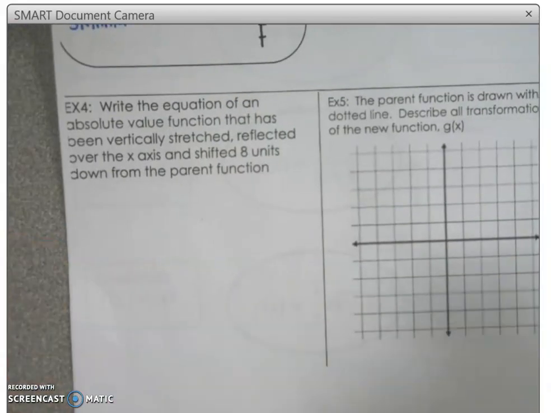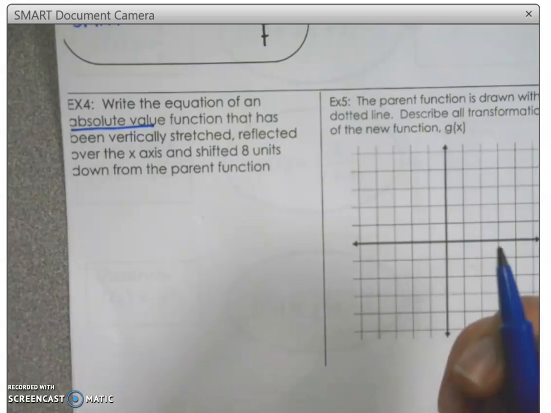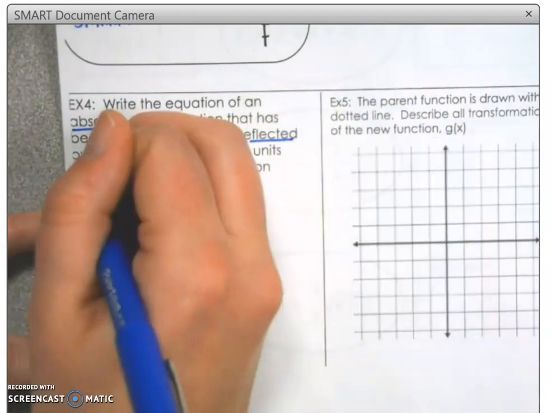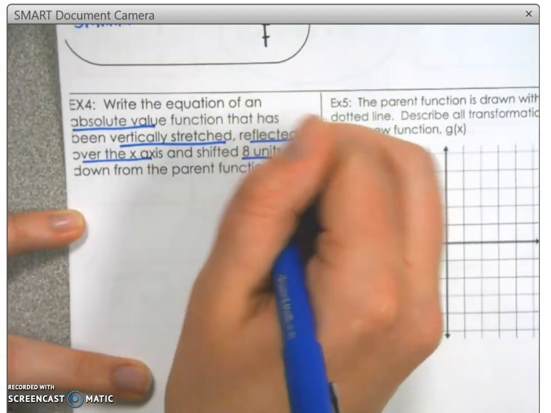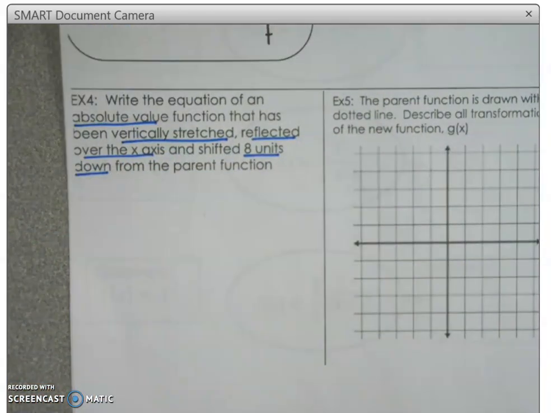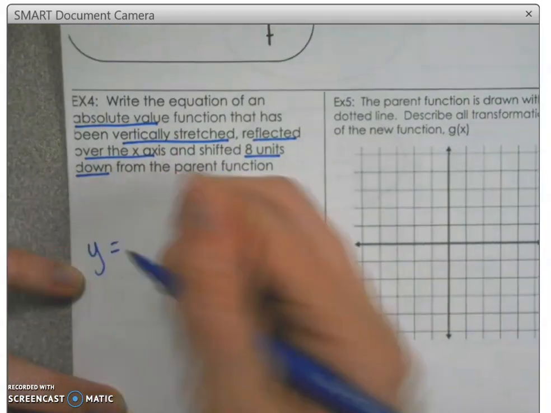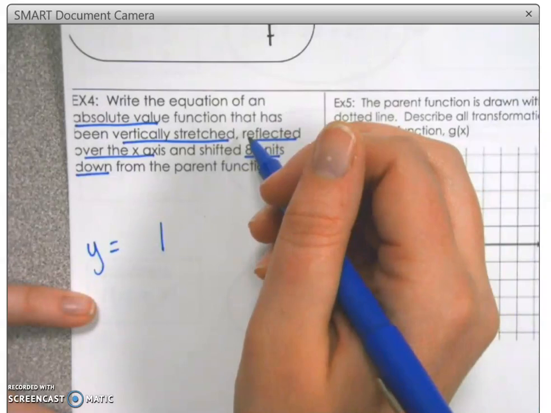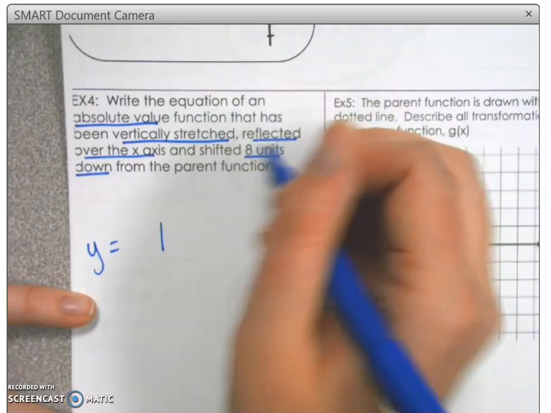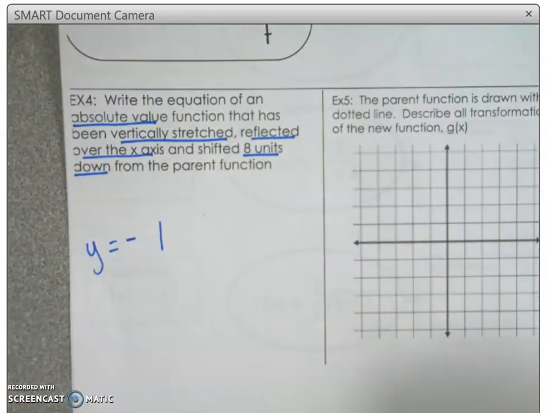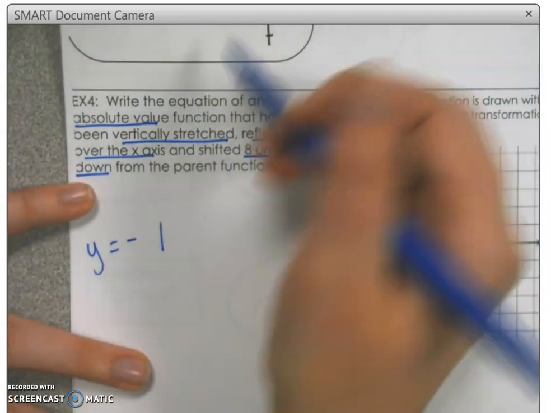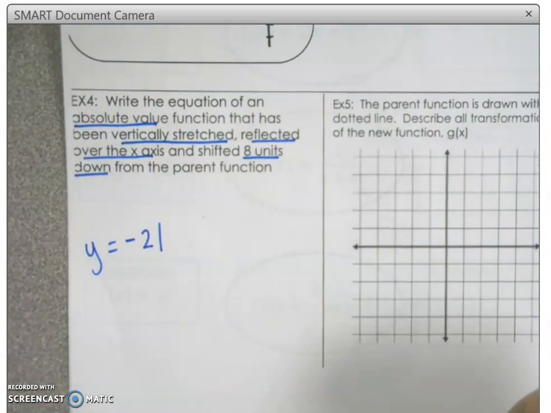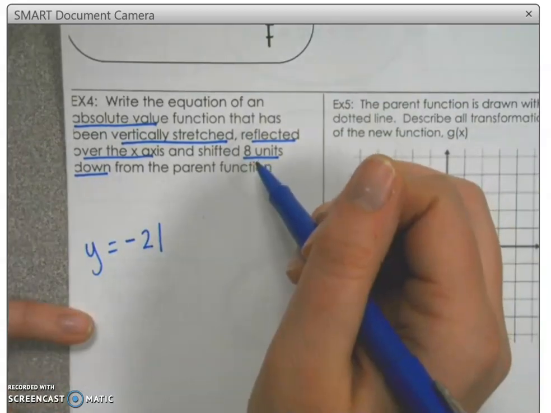So it says, write the equation of an absolute value function that has been vertically stretched, reflected over the x-axis, and shifted 8 units down. So if I'm going to write an absolute value function, I have y equals, there's going to be absolute value bars. So if it is reflected over the x-axis, that means there's a negative out here. If it gets stretched, that means A needs to be greater than 1. Any number will do. I'm just going to use 2.